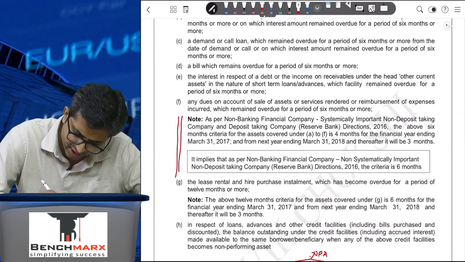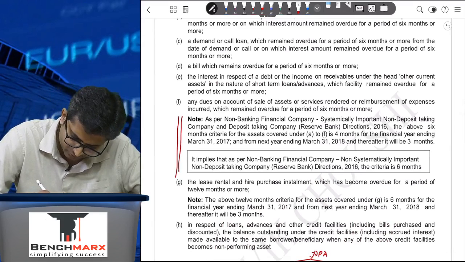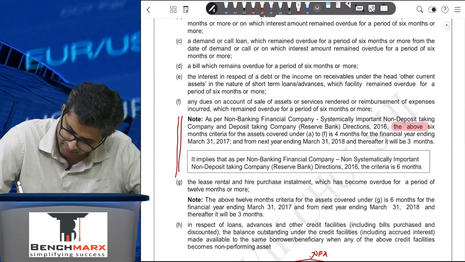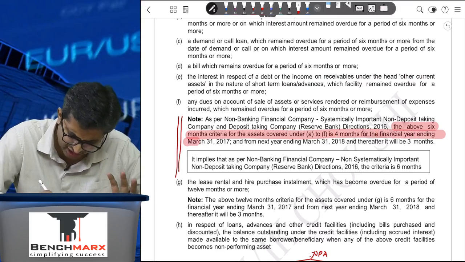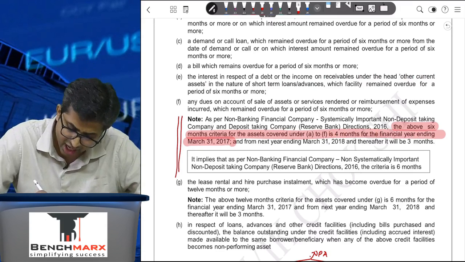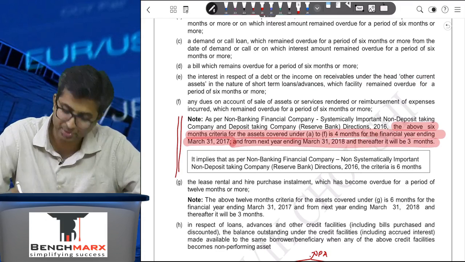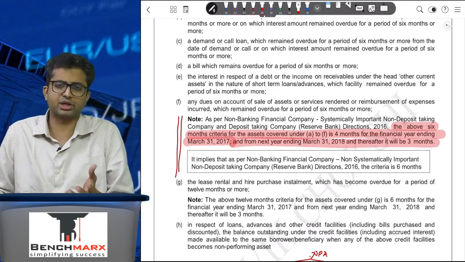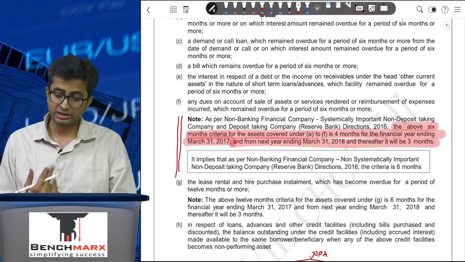Any dues as per NBFC systematically important, non-deposit taking NBFC and deposit taking regulations. The above 6 month criteria for assets covered in A2F is 4 months for financial year ending 31st March 17. We have nothing to do with that. And from the next year, it will be 3 months. So we are giving the exam in the year 1920 and it is now 3 months.